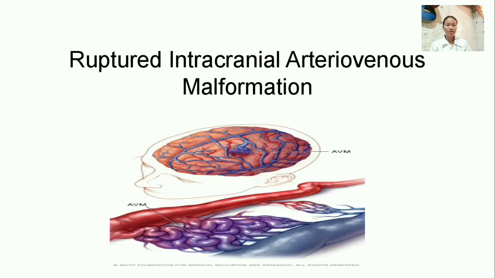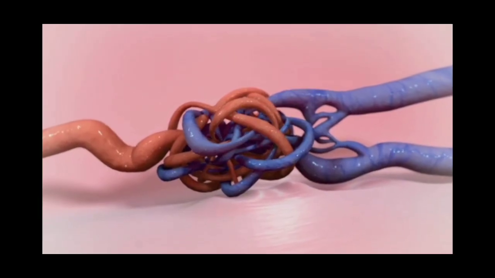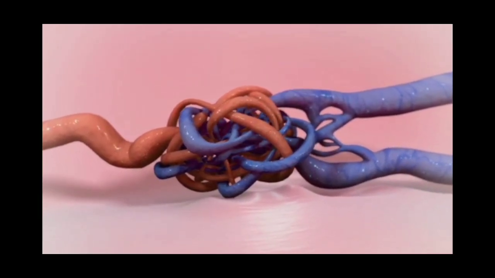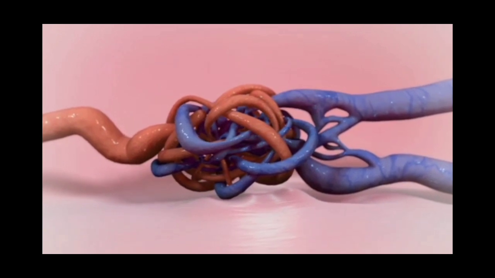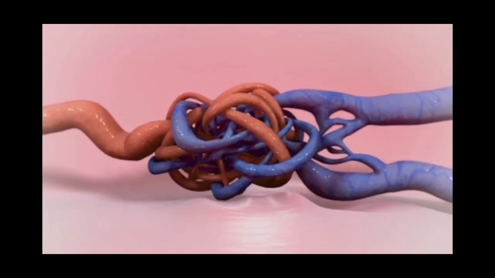Ruptured intracranial arteriovenous malformation. They believe that in almost all cases, it develops during the development of a child in utero, and basically involves two different kinds of blood vessels that should not be directly connected, actually being connected.